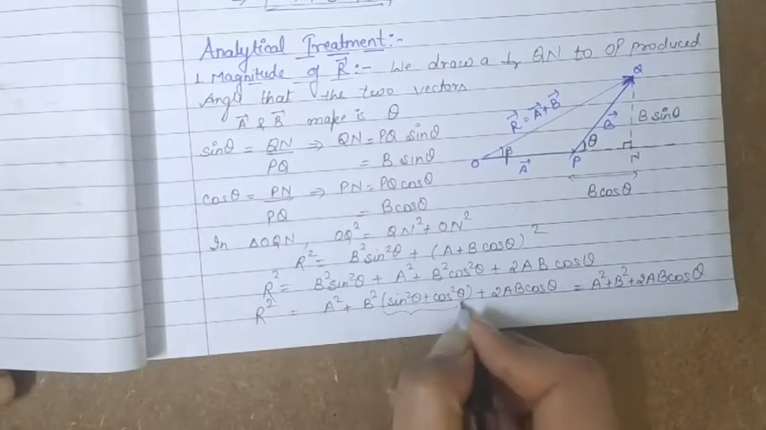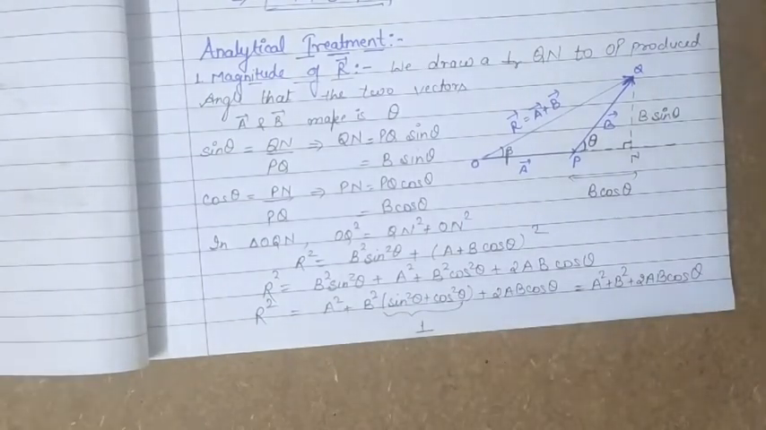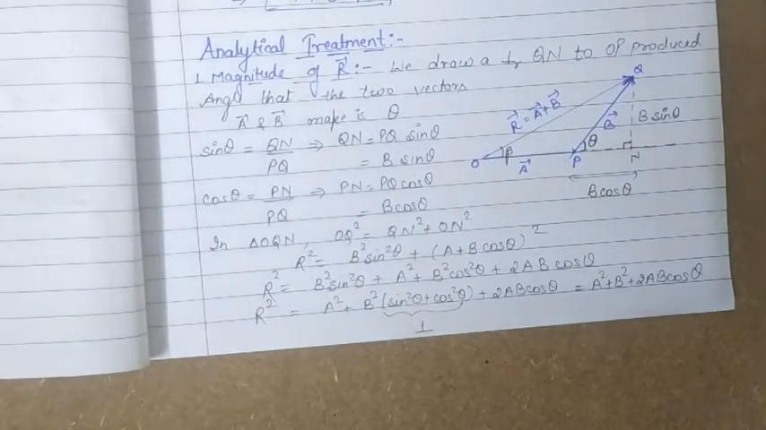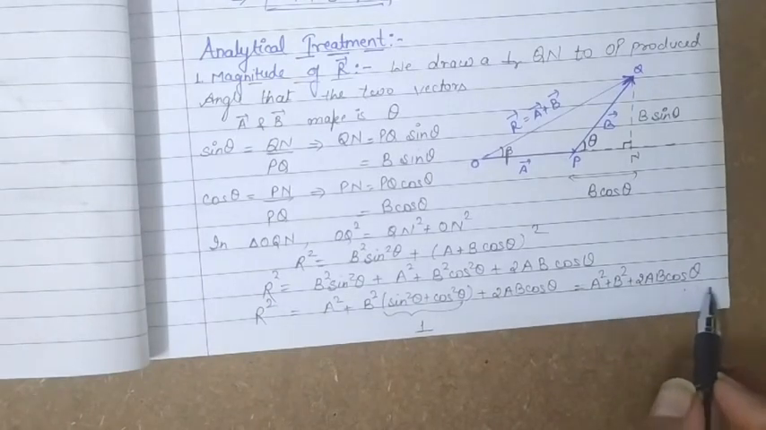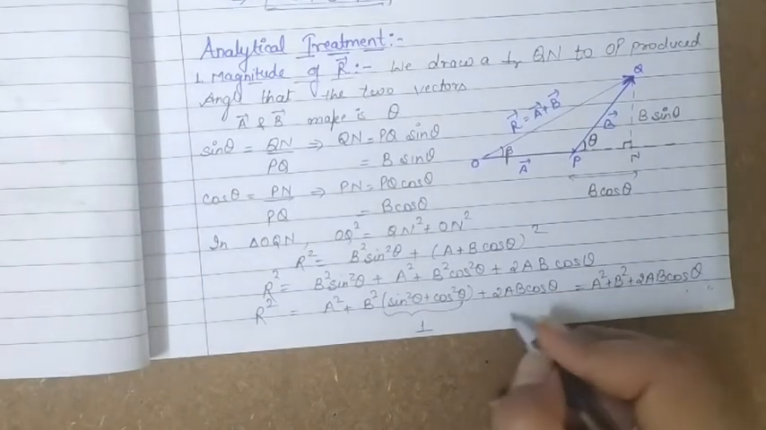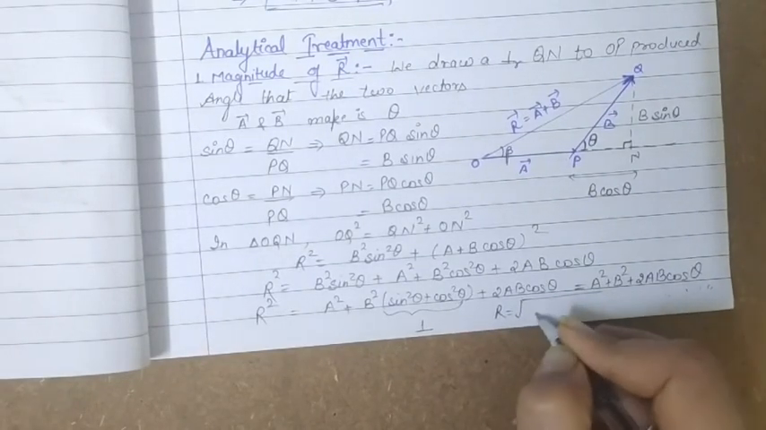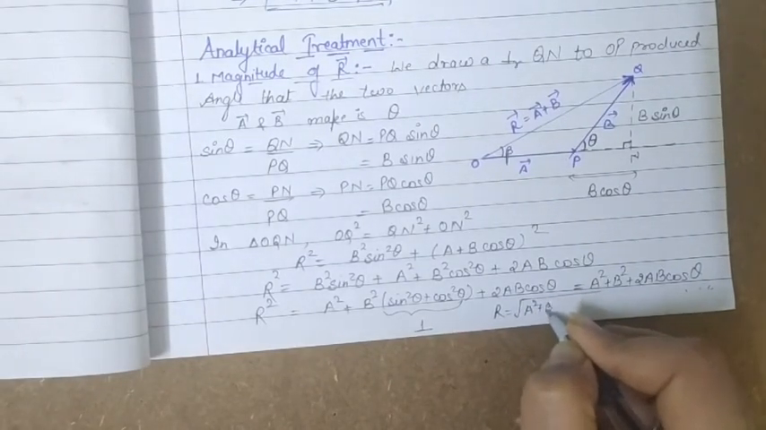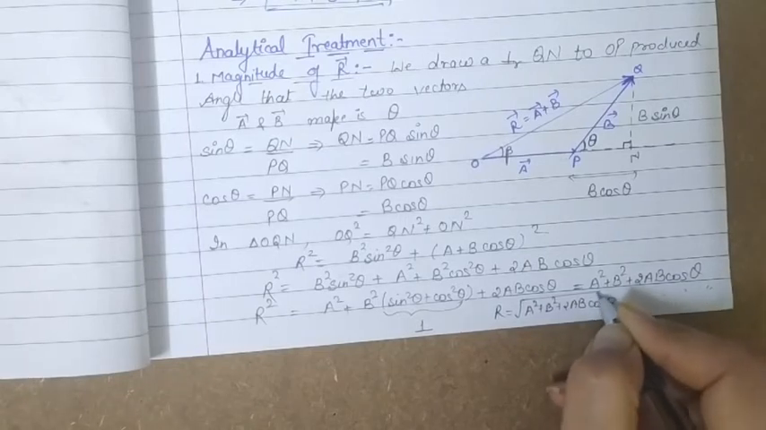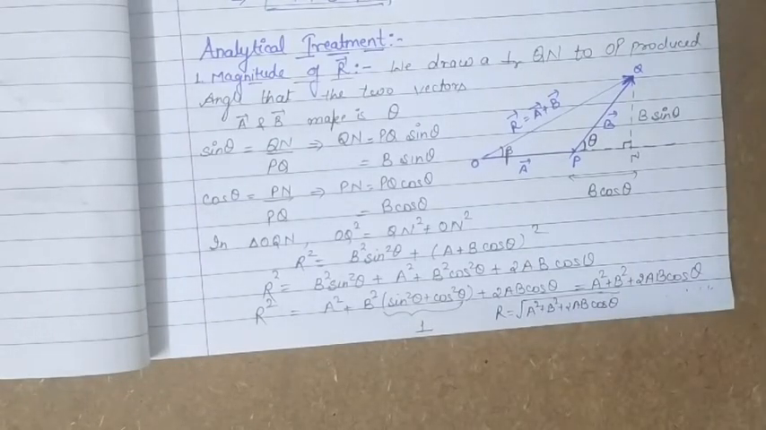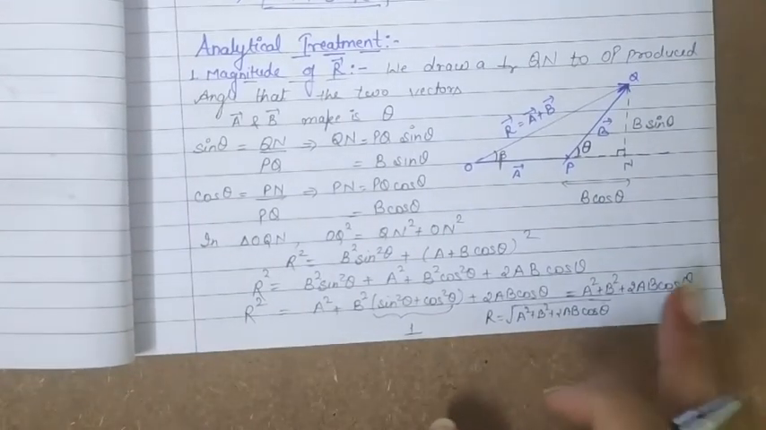Sine square theta plus cos square theta is 1 as per the trigonometric relations. So the final answer for the magnitude of the resultant is R is equal to under root A square plus B square plus 2AB cos theta. Okay, so we have R is equal to under root A square plus B square plus 2AB cos theta, where theta is the angle between the two vectors A and B. This is for the magnitude of R.